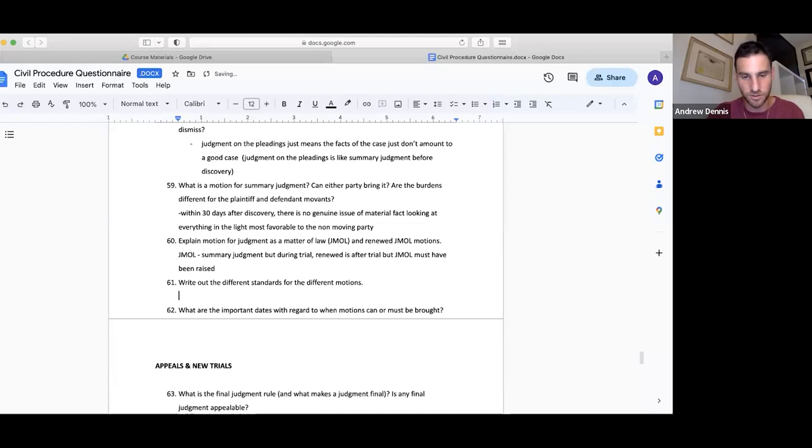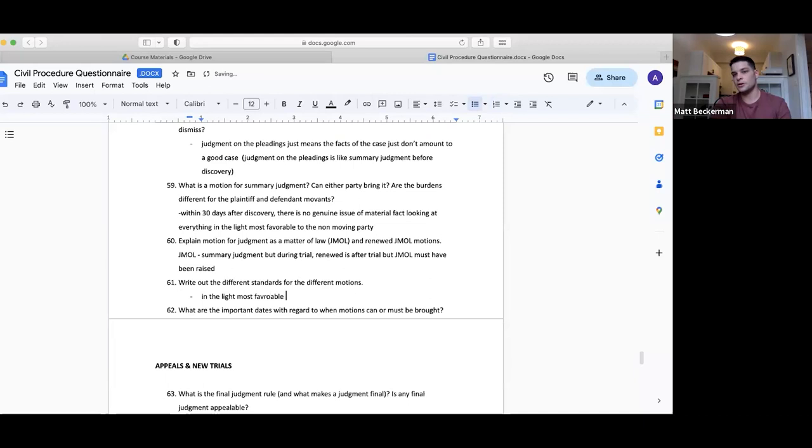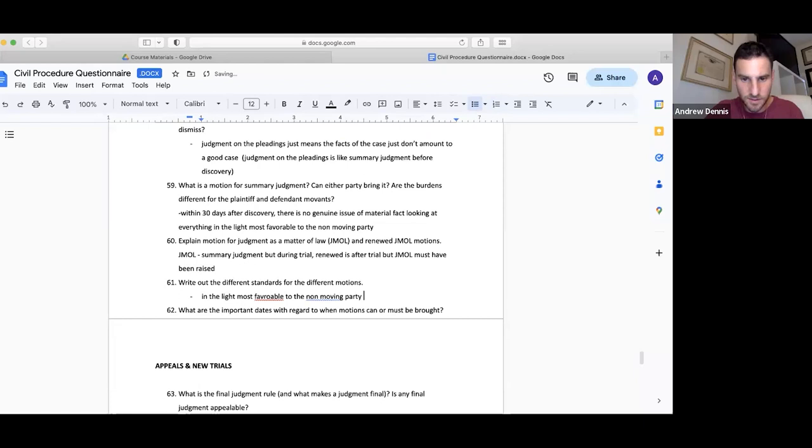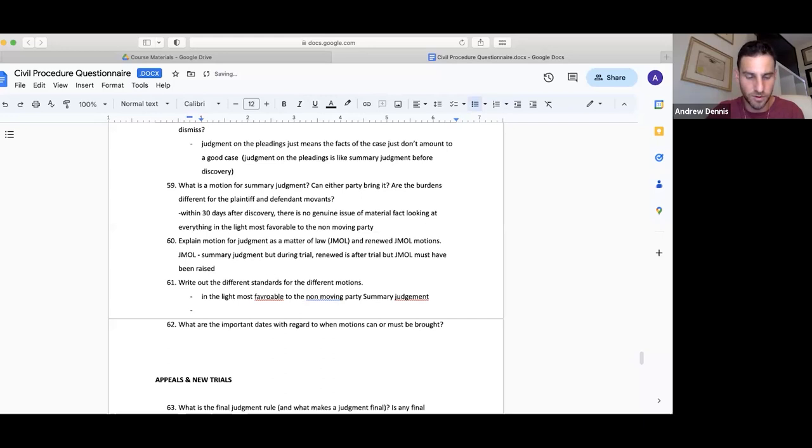In the light most favorable to the non-moving party, JMOL, does anyone know? It includes the words of a reasonable jury. Right, that's summary judgment. That no reasonable jury could find on behalf of the party, right? That's directed verdict, but we call it JMOL. Okay. No reasonable jury could find in favor. Right, those are good pieces.